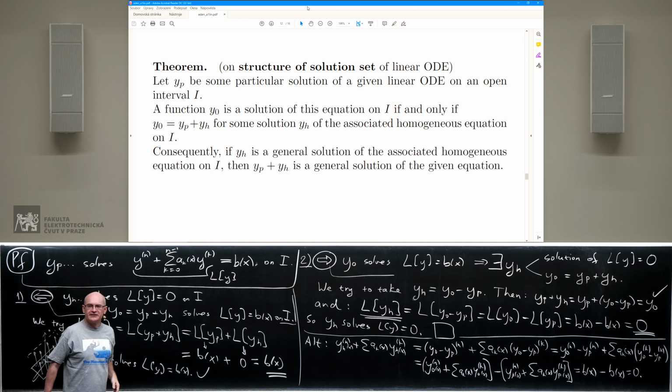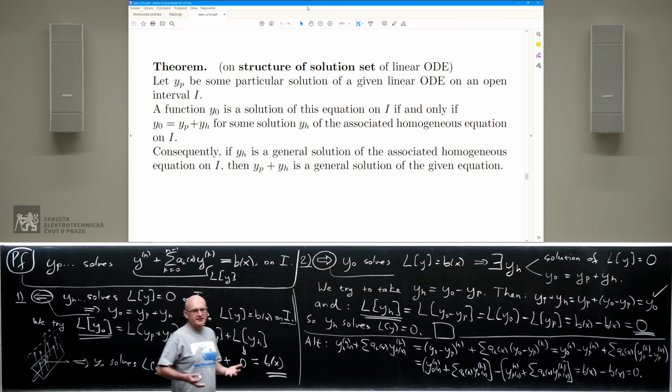And that's about it. So now we have the structural theory for linear differential equations done. And the next step is actually figuring out how to solve them. So we will see.